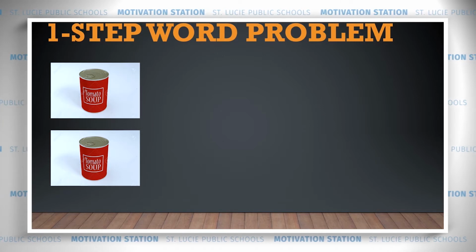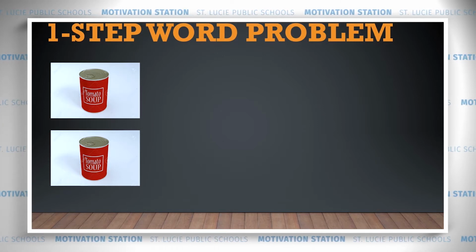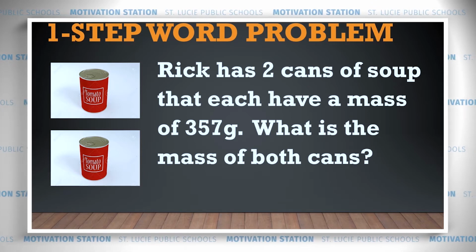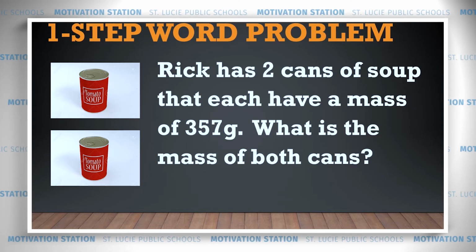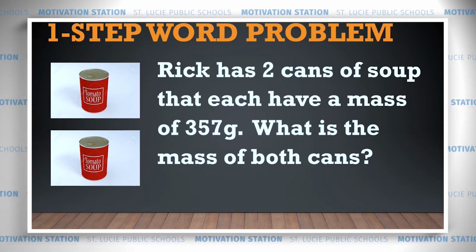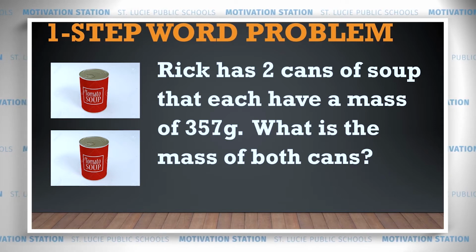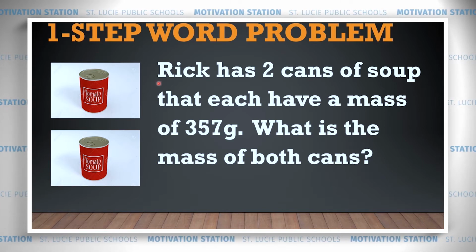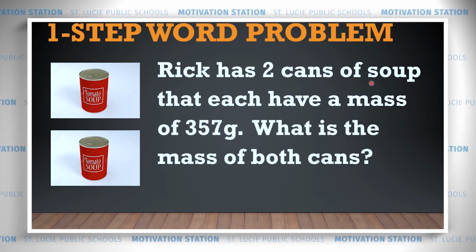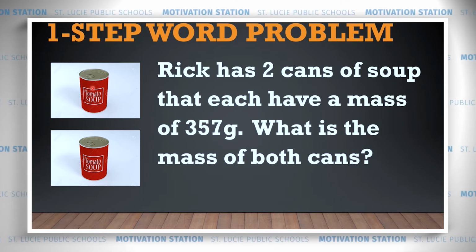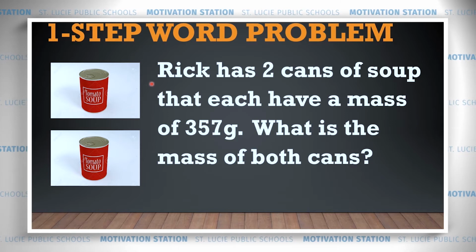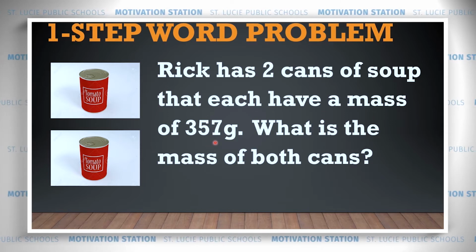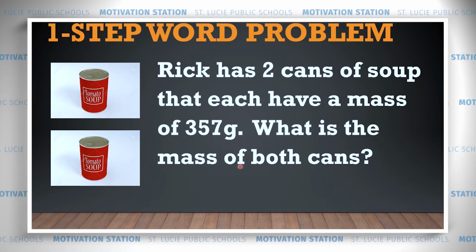Here's our first one-step word problem involving math. Let's read the question. The first time we're going to read the question just to see that we understand all the words. And then the second time we'll read the question to see what the question's asking us to do. Here we go. So Rick has 2 cans of soup. Well, and I can see that in the picture. I see 2 cans of soup that each have a mass of 357. What is the mass of both cans?